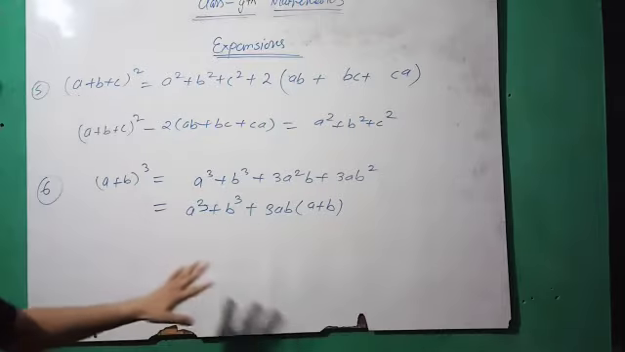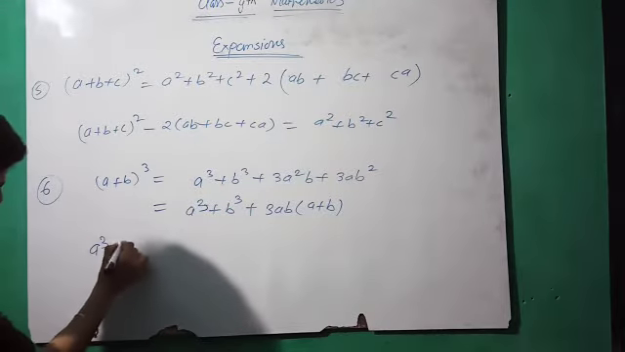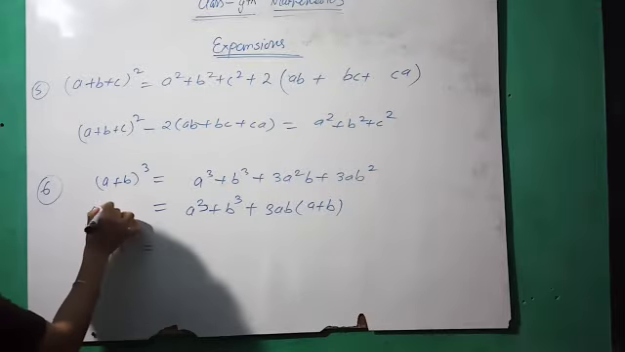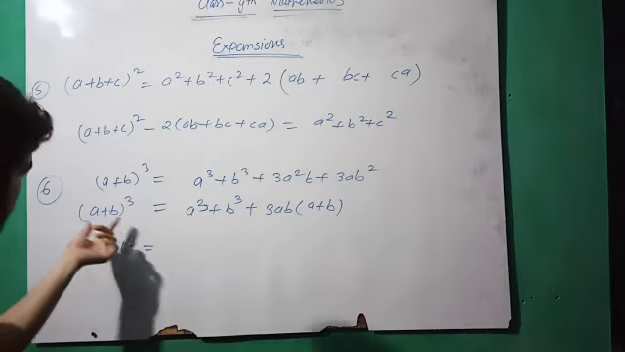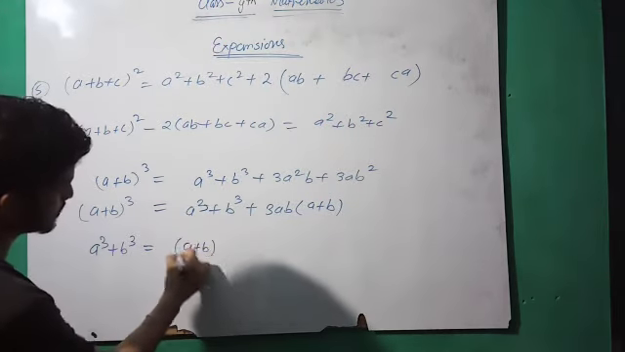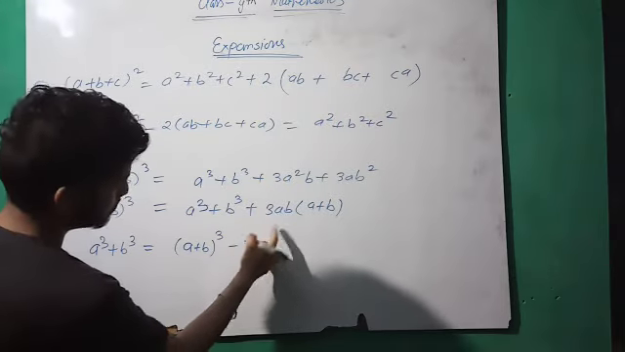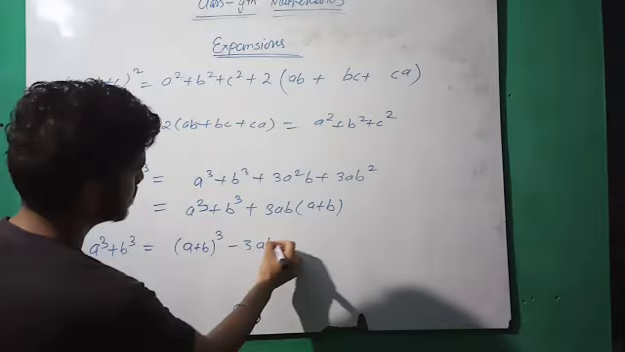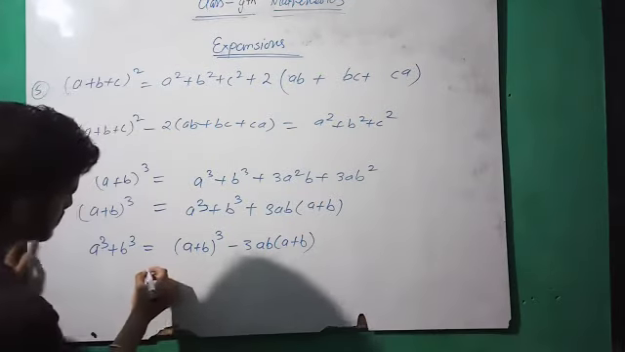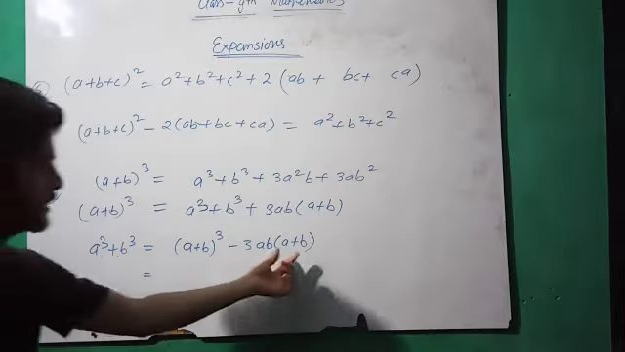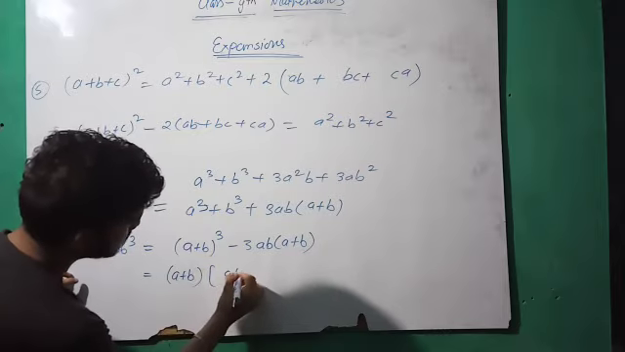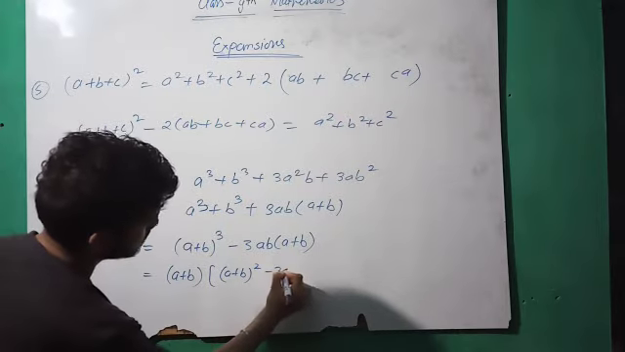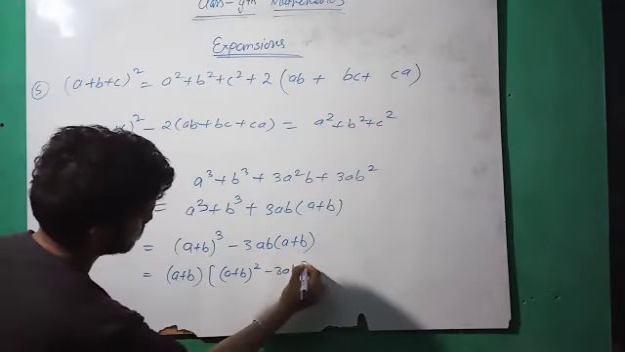Now if you have to find out a cube plus b cube, this is very important. Actually, this is very important. A cube plus b cube: a plus b whole cube minus 3ab(a plus b). Okay, take a plus b as common from both. Here we have (a plus b) times (a plus b whole square minus 3ab). Because a plus b is common, a plus b whole square is remaining now.